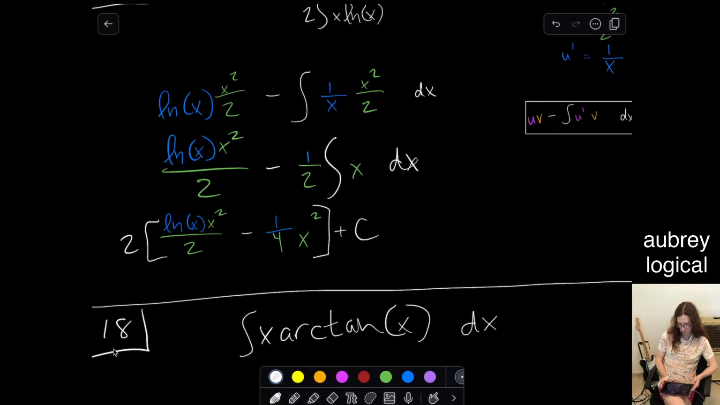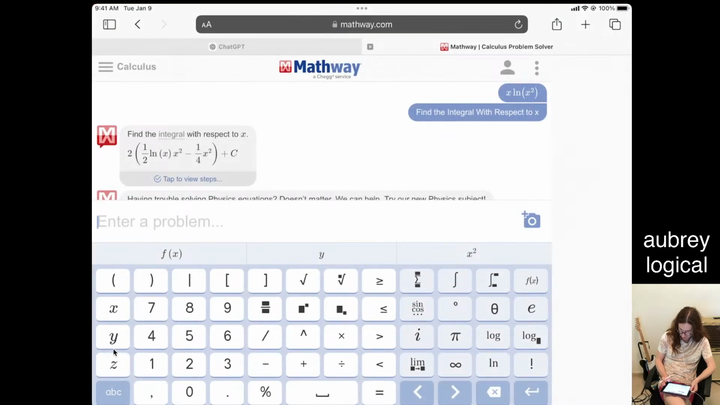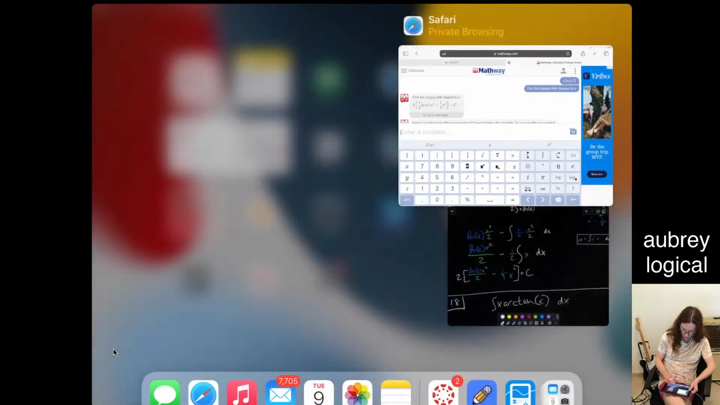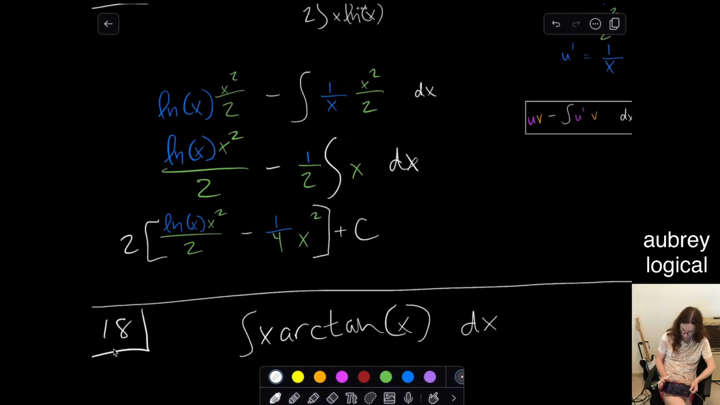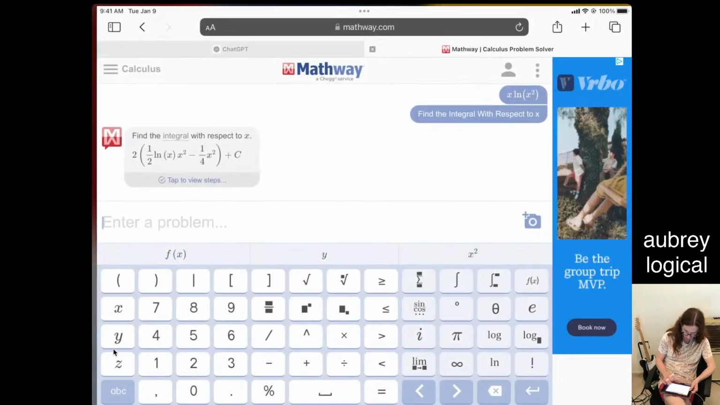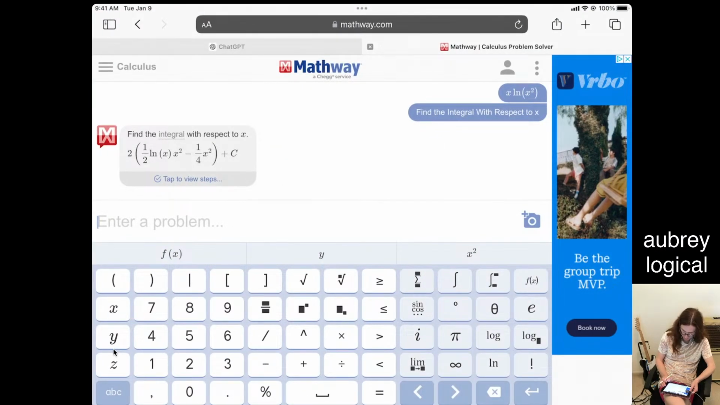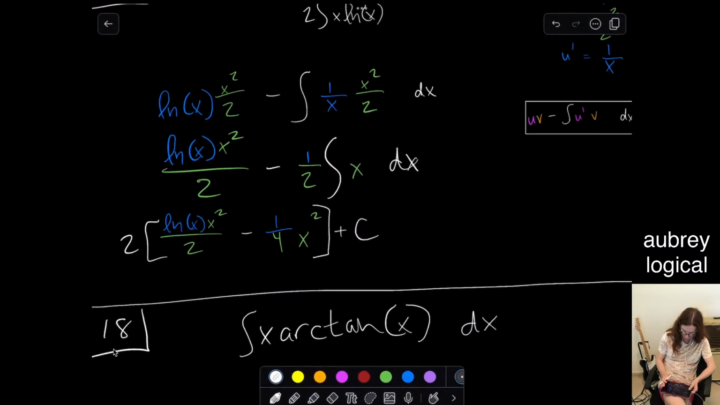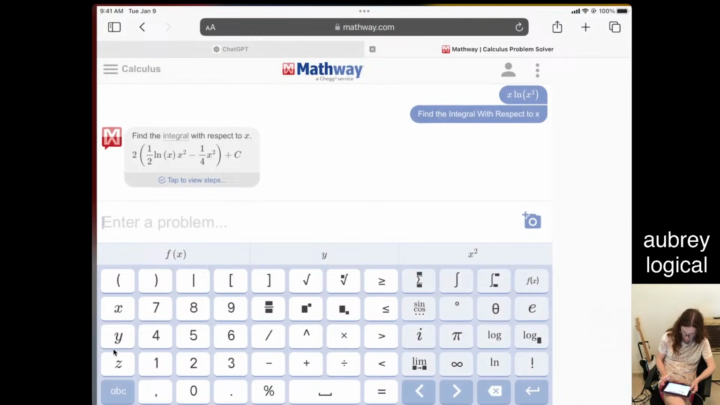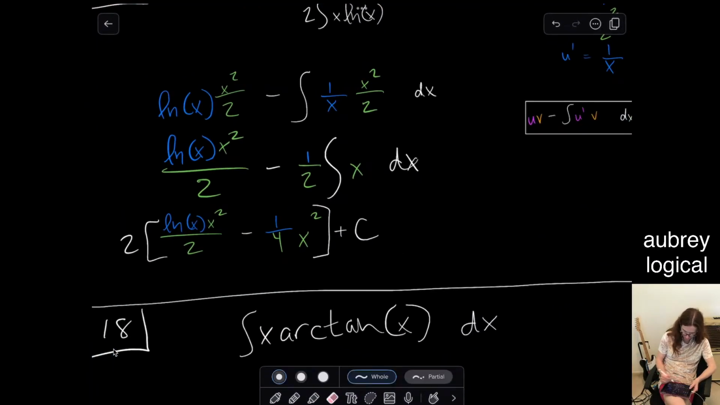Okay, did I get it right now? 2 times 1/2 of ln of x times x squared minus 1/4 x squared plus c. Cool. And that is correct now.